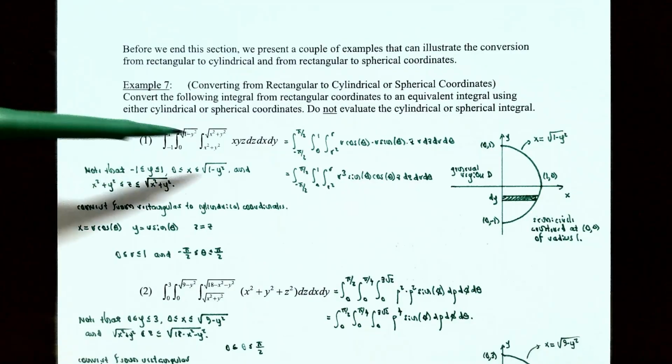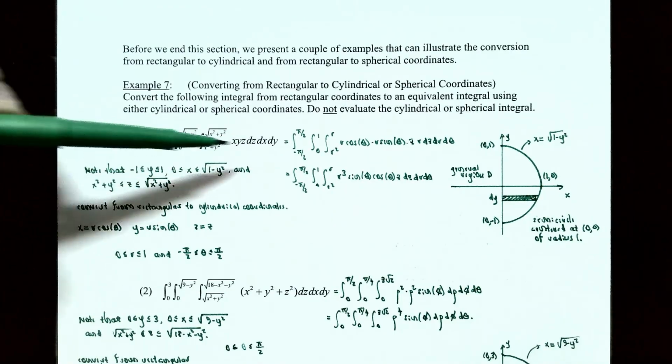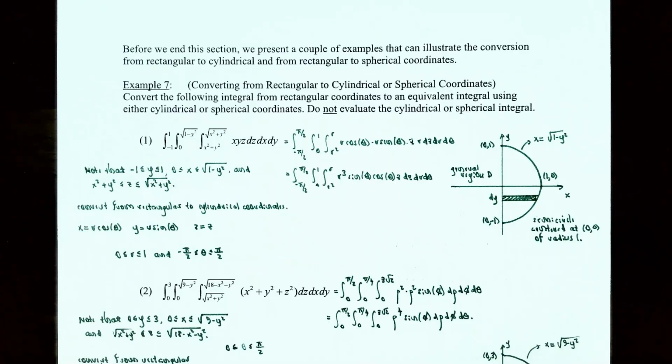So notice that the y values are on the outside, so the y values are between negative 1 and 1. Your x values correspond to the middle integral, so your x values are between x equals 0 and x equals positive square root 1 minus y squared. And the inside integral corresponds to z values in this case. The z values are between positive square root x squared plus y squared, that's the upper surface, and the lower surface is x squared plus y squared equals z. You need to convert the surfaces to be in terms of functions of r and theta using cylindrical coordinates.